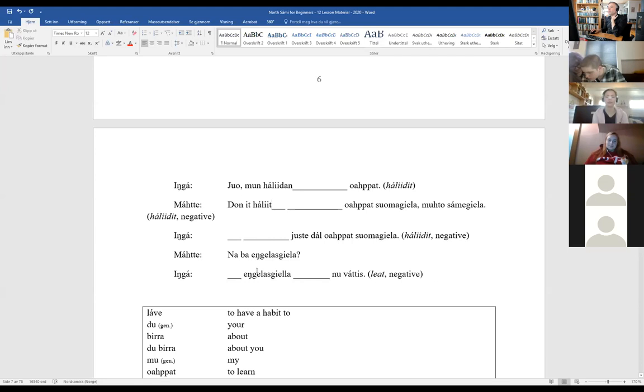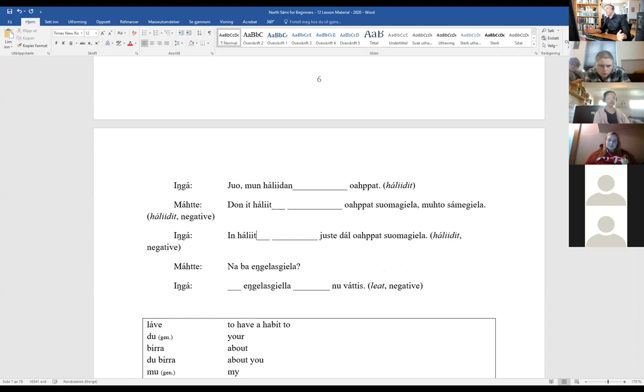And then Inga says, and here it should be halidit, but negative. And that is in halit justetal ohpat suomakiela. I don't want to right now learn Finnish. Naba engilaskiela. What about English? And then Inga says, like, well, English isn't so difficult, so I'm not studying it because I learn it by films or so. And then she says, engelskiella lät novatis. So this was the exercise. But I could, of course, send you, like somebody suggested.